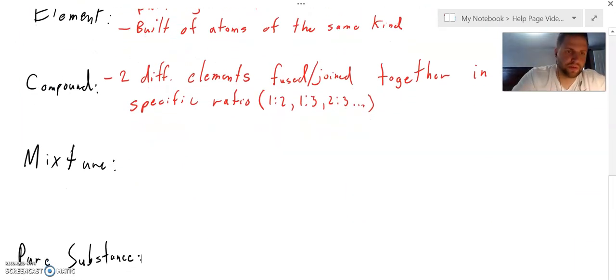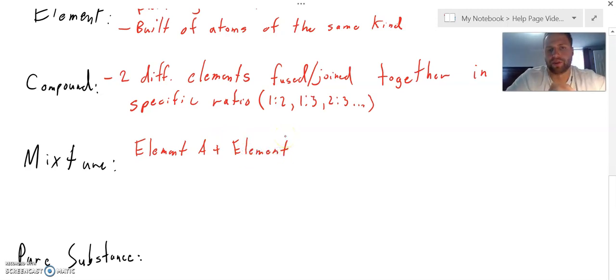A mixture is going to be two types of elements. So we could say element A plus element B. And it could be in a bowl or something like that. You could just combine two different substances, right? That's what a mixture is in a general sense, right?